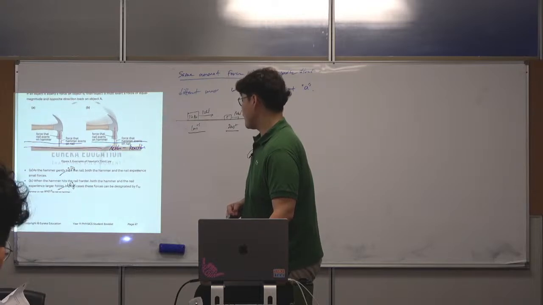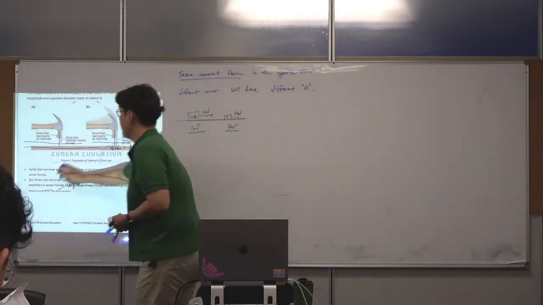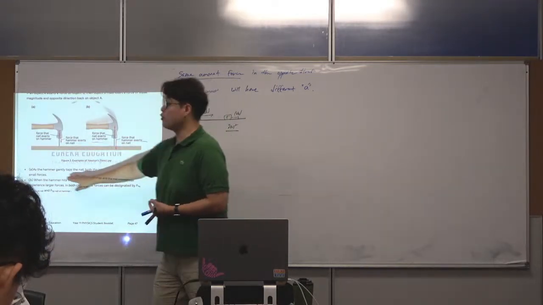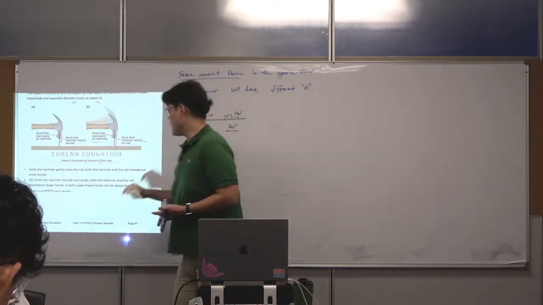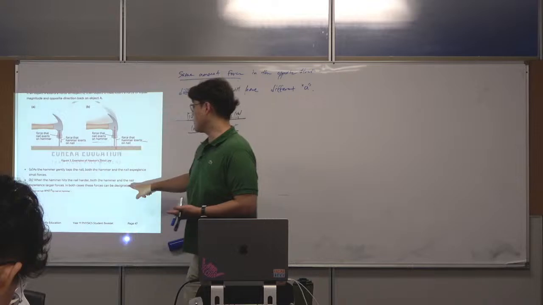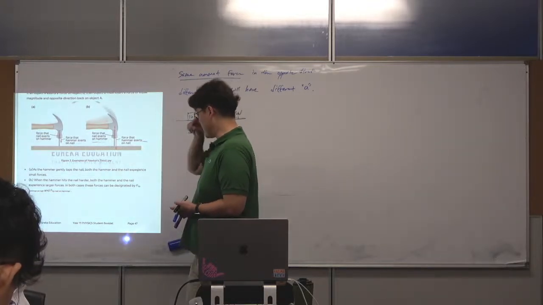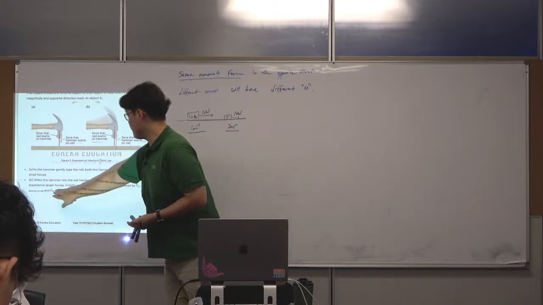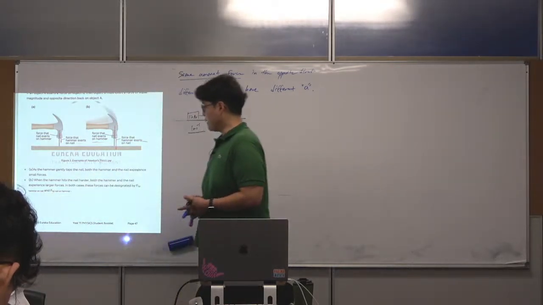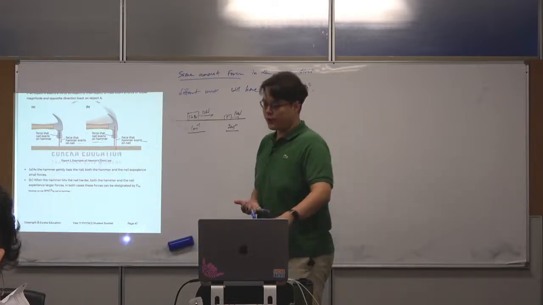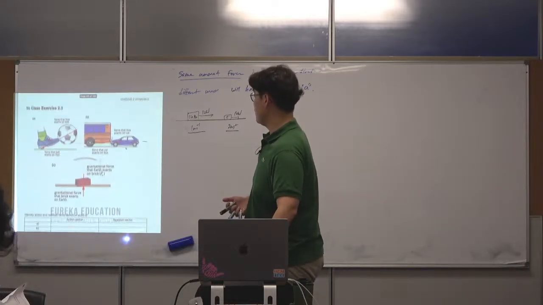This is what I'm about, page 47. A, as the hammer gently taps the nail, both hammer and nail experience small forces. B, when the hammer hits the nail harder, both hammer and the nail experience larger forces. In both cases, these forces can be designated by F by the hammer on the nail or F by the nail on the hammer. So these two are the same, but you get different amounts of force applied.